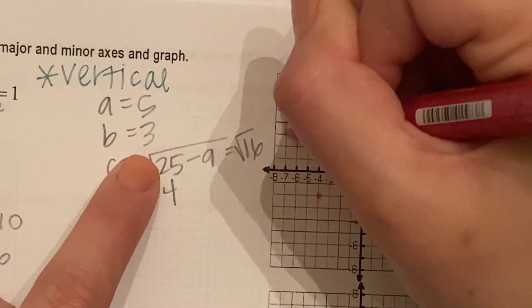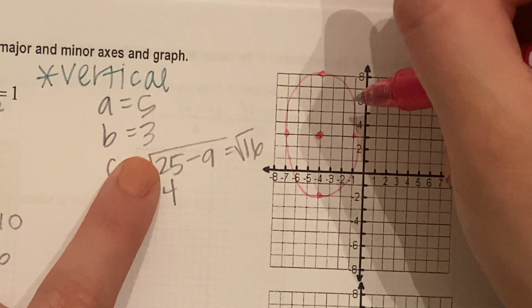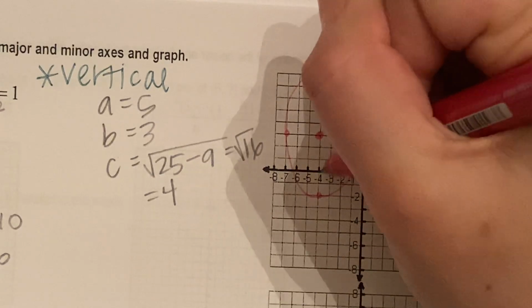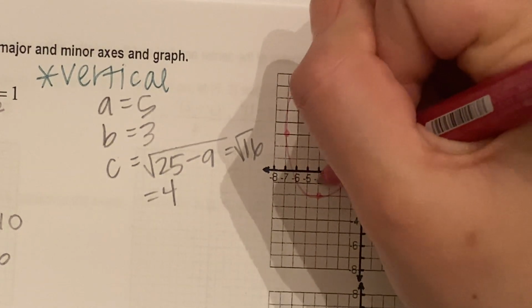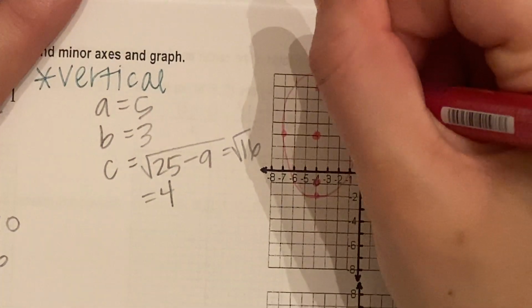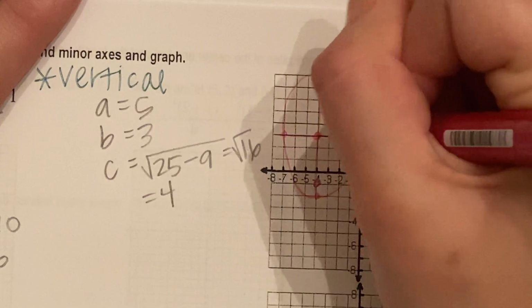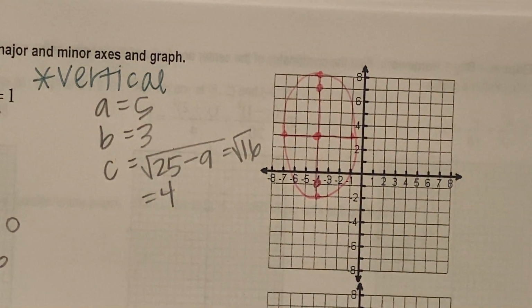I'll draw my ellipse. And then the last thing I need to plot are my foci. So -4, 7, and -4, -1. And we're done. If you want to draw in your axis, you totally can. That's really a good time. So there we go. Let's try another one.